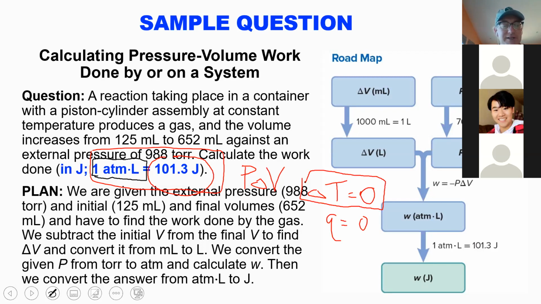All right. So then we just convert P delta V into a form that we can convert over to joules. So we need to convert that to atmospheres and liters, because atmosphere-liters is equal to joules. So our conversion factor has to be atmospheres and liters.